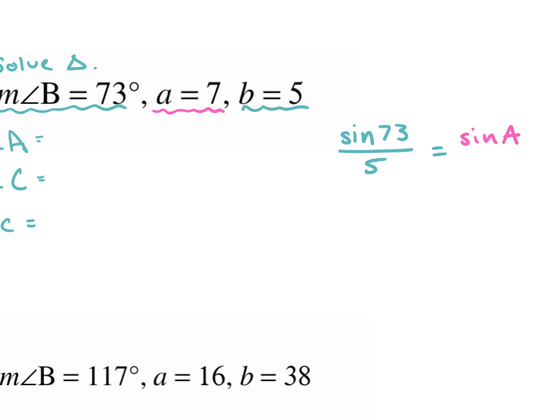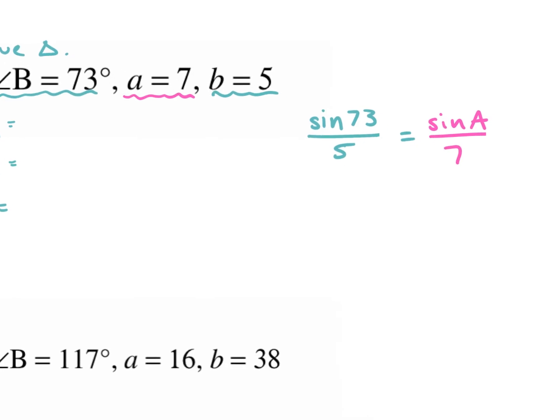Perfect. Sine of A, because it has to be the sine of the angle over the side, which is 7. So if you want to, you can cross multiply here, but you don't have to really cross multiply on this one. Just multiply both sides by 7, because we want to get sine of A all by itself. So when we multiply both sides by 7 in my calculator, I'm going to do 7 times sine of 73. Click equals, and then divide that by 5.